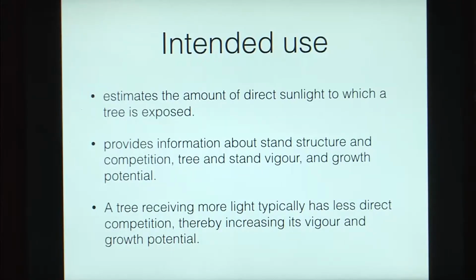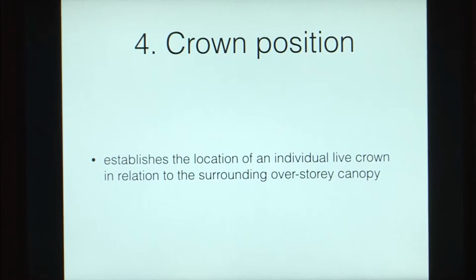Now coming back to the slide, a tree receiving more light typically has less direct competition, thereby increasing its vigor and growth potential. So that is obvious. The next thing that we can figure out is the crown position. Crown position establishes the location of an individual live crown in relation to its surrounding overstory canopy. So you want to establish the location of an individual live crown. For every tree you can figure out a crown position in relation to its surrounding overstory canopy.